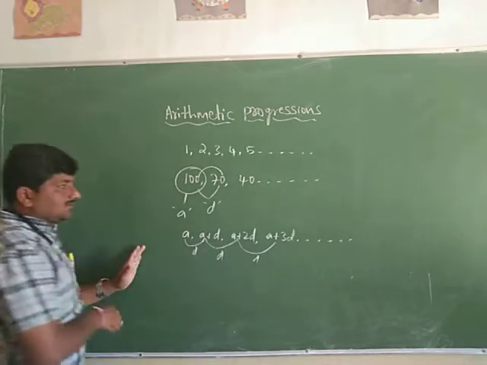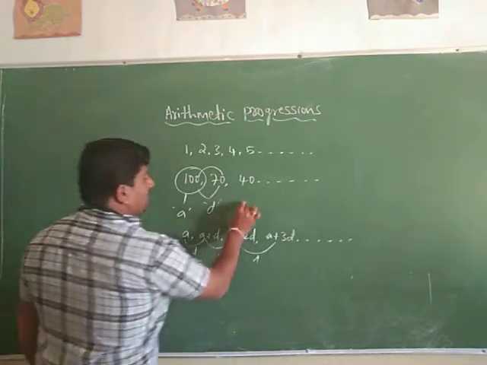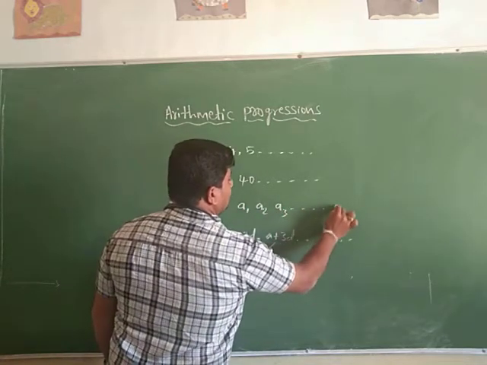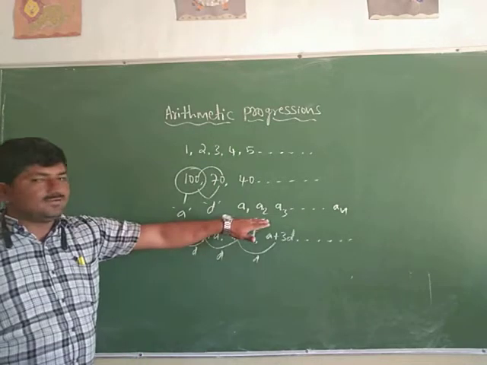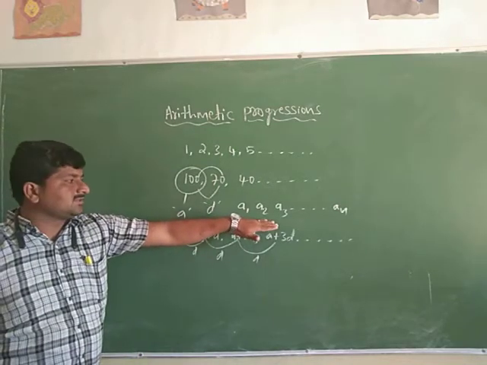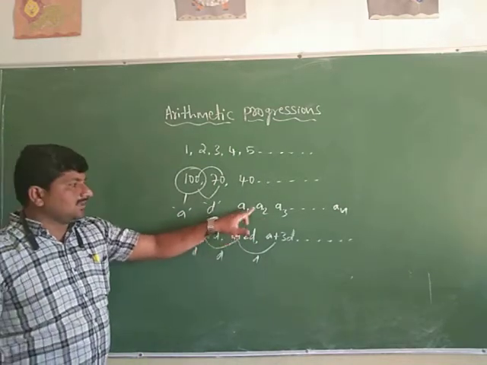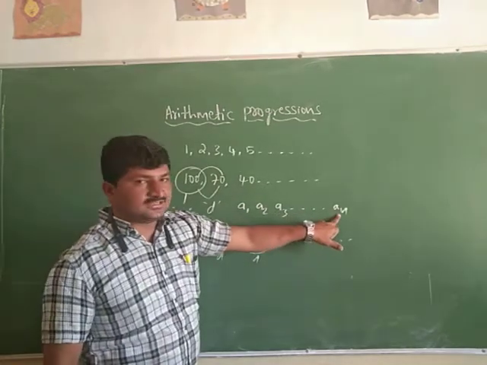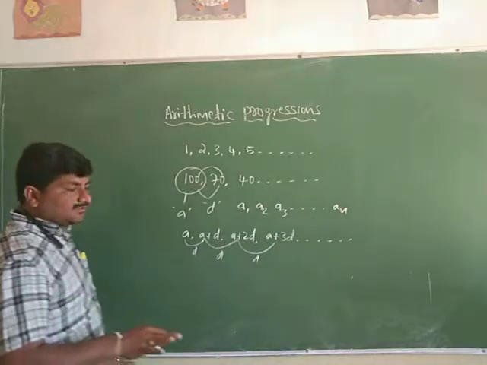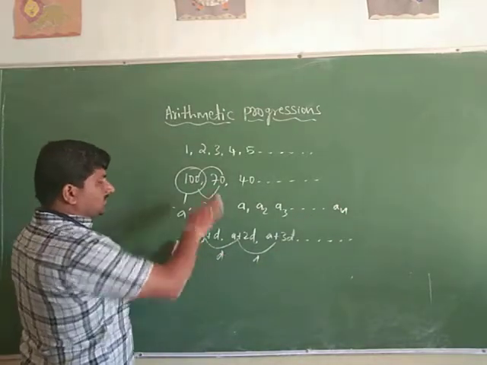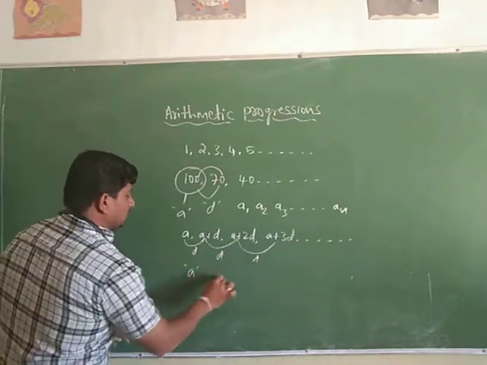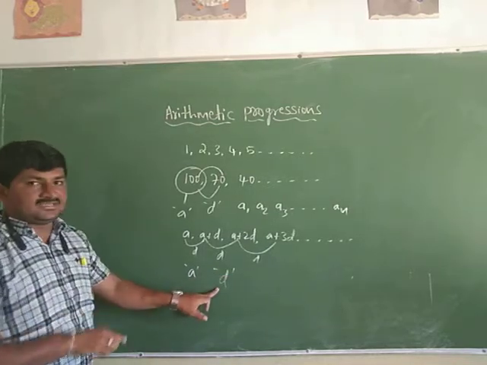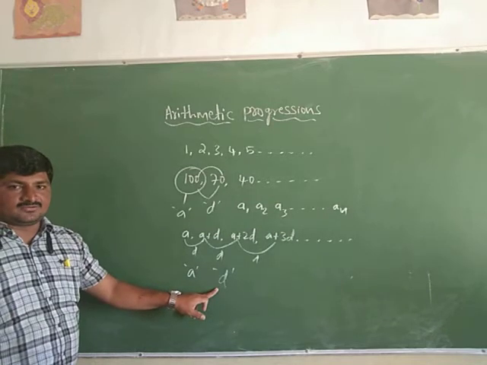In general we can also write a1, a2, a3, up to an. This is the general form of the arithmetic progression terms. a1 is the first term, a2 is the second term, a3 is the third term, and so on, up to an. Always remember, it is very important for arithmetic progression: a and d. A is the first term and d is the common difference. Okay.